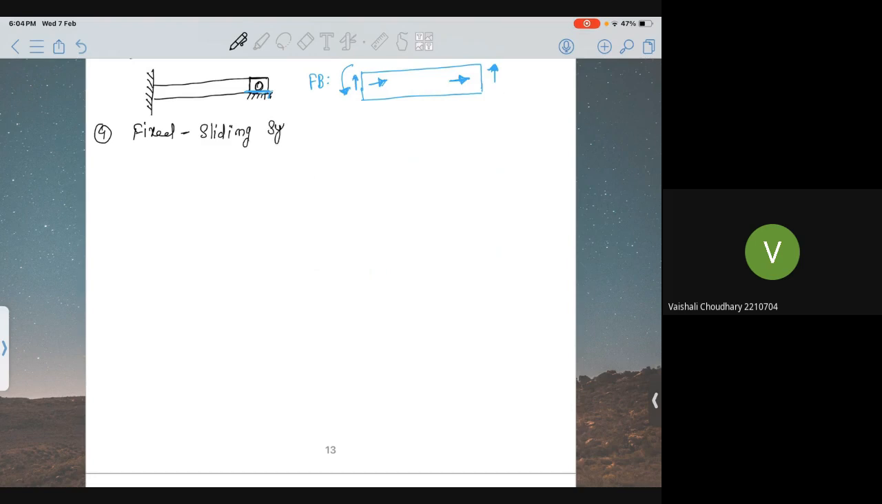Sliding system. Okay. So in the fixed sliding system again, one end of the beam is fixed and the other end can slide over a fixed surface.